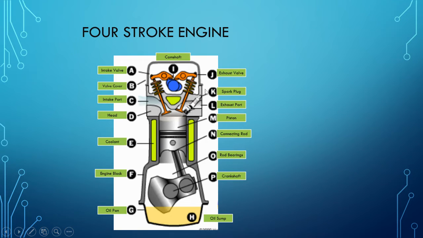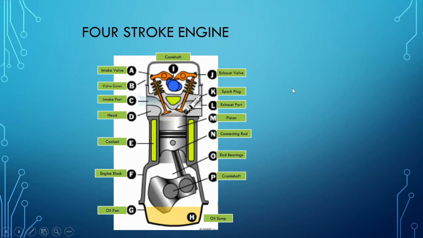That's what I told you. The spark plug is used in petrol engines, whereas fuel injectors are used in diesel engines. This is one major difference between the petrol engine and the diesel engine. Then you have the piston, which moves up and down, and the connecting rod. With the help of these, the linear motion is converted into circular motion.